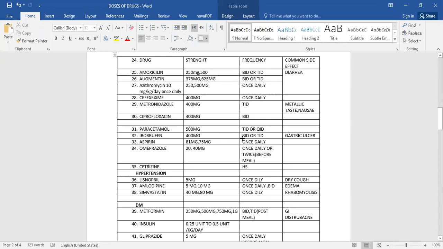Ibuprofen 400 milligrams BID or TID. Aspirin available in 81 milligrams, 75 milligrams once daily. Omeprazole 20, 40 milligrams once daily. Here it is also written, you should also write down or explain that it should be given before meal. Cetirizine HS, at night.